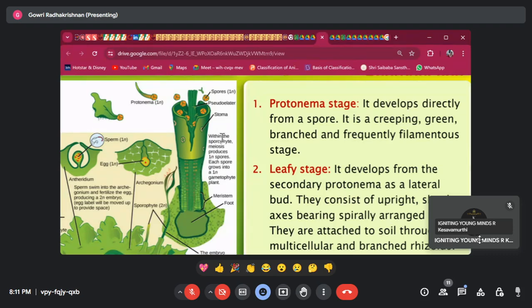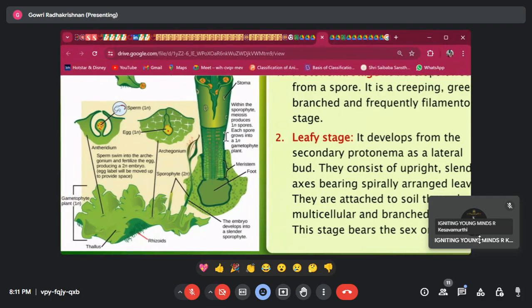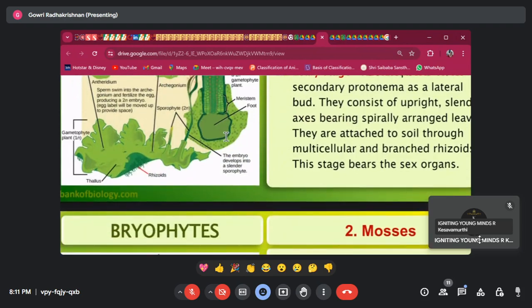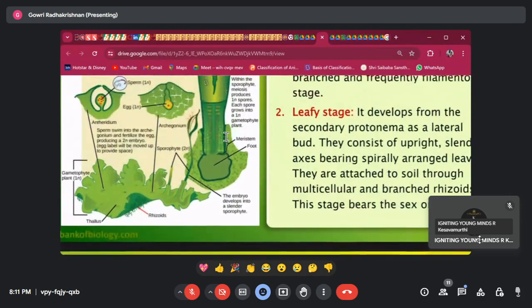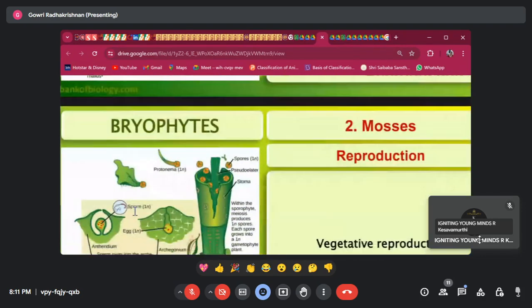And what is the leafy stage? It develops from the secondary protonema as a lateral bud. They consist of upright, slender axis bearing spirally arranged leaves. They are attached to soil through multicellular and branched rhizoids. This stage bears the sex organs. You can see the rhizoids here, at the bottom. The bottom portion of the leafy stage.